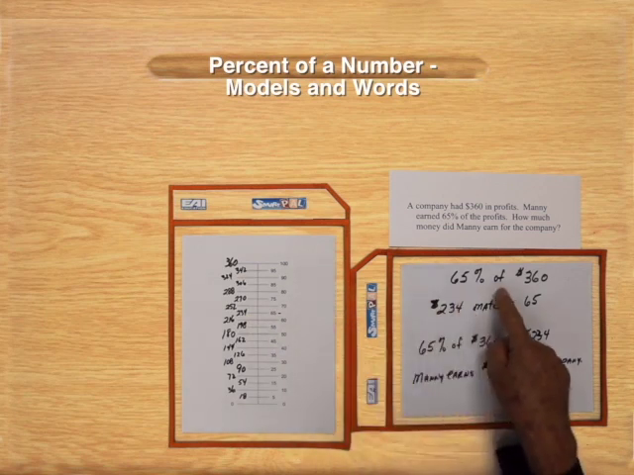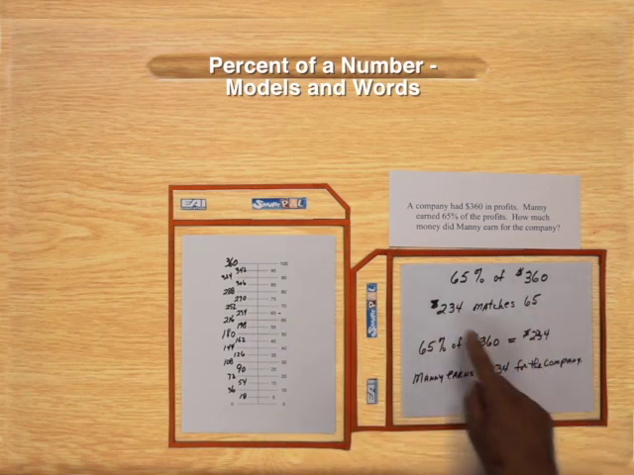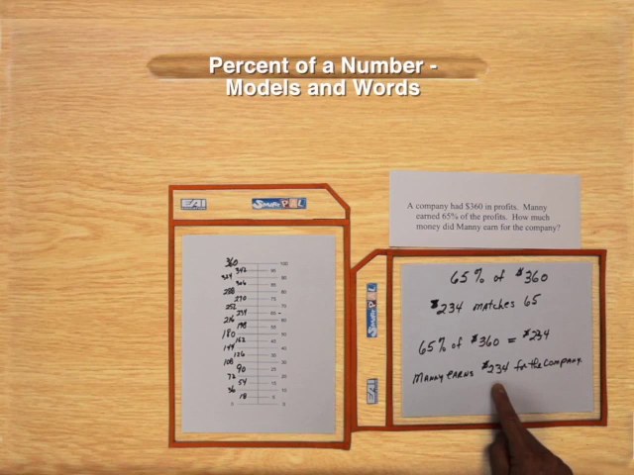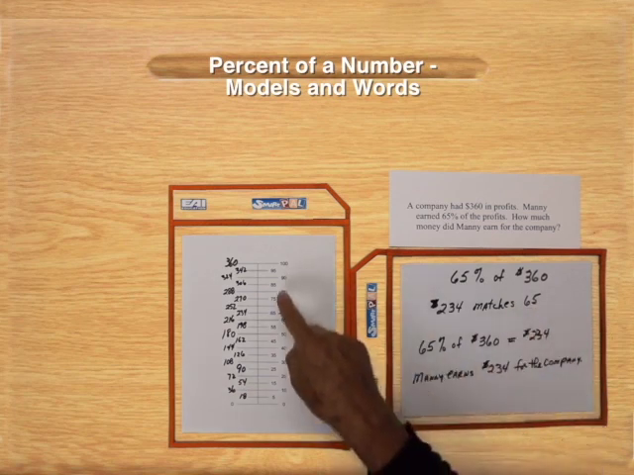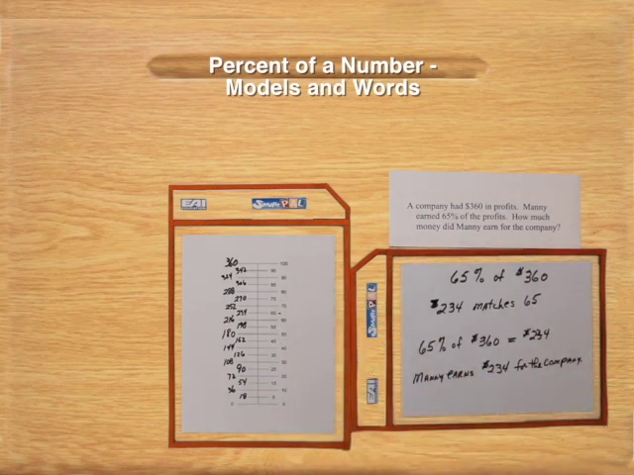So 65% of 360 is going to be 234 because 234 on the left grid matches up with 65 on the right grid. So 65% of $360 is $234.